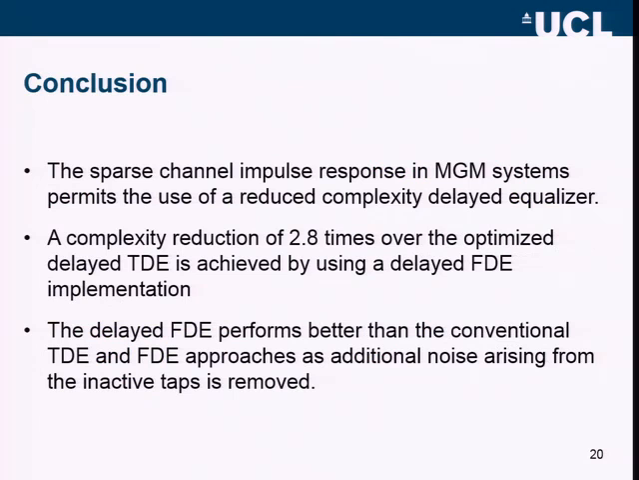So in order to conclude, the crosstalk in the mode mux and demux only generates discrete impulses in the channel response, which will allow us to use a delayed equalizer that can improve the system performance as we can remove all this additive noise from the inactive taps. As we found that the required number of taps for each sub-equalizer is still relatively large, so by using a delayed frequency domain equalizer, the complexity can be further reduced. And also it maintains the same advantage as the delayed time domain equalizer, which has a better performance.